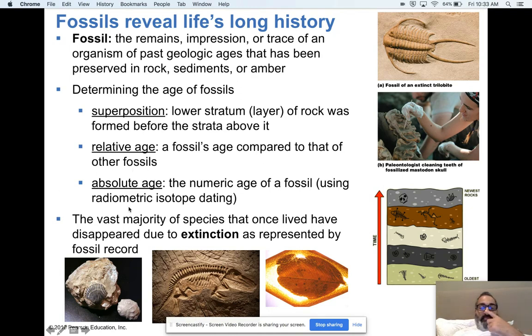How do we absolute age things of today? We generally use two isotopes. We use carbon or we use potassium to age rocks. So that's commonly what we're doing nowadays. Potassium and carbon is how we're aging things.